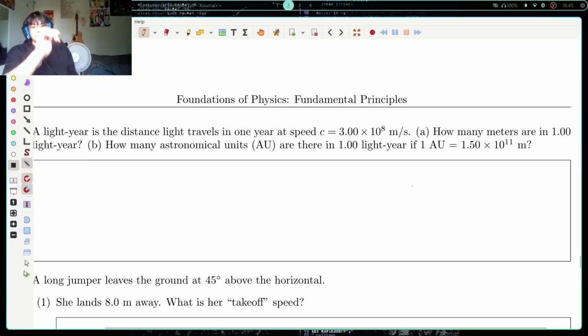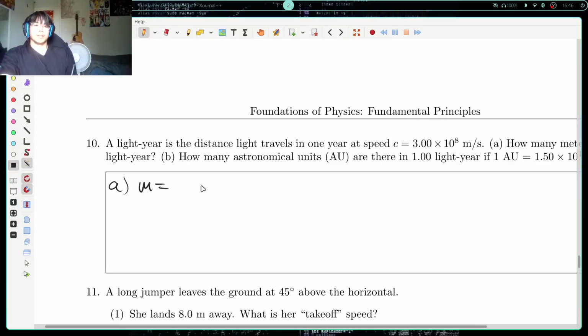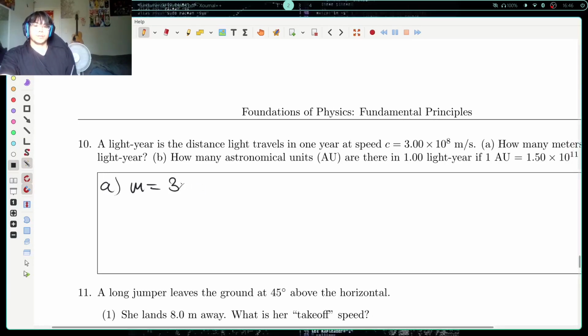A light year is the distance light travels in 1 year at this speed. How many meters are in 1 light year? So meters will be equal to 3 times 10 to the 8. So this is going to be per second. So this is the meters traveled by light in 1 second. So a light year is the distance light travels in 1 year.